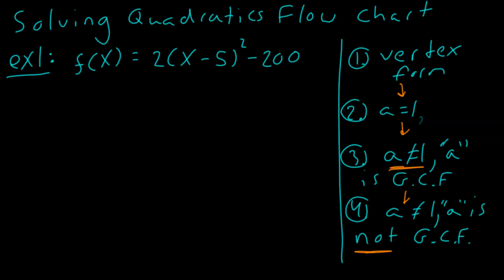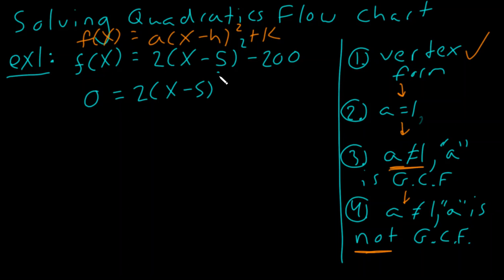F of x equals 2 parentheses x minus 5 close parentheses squared minus 200. And y'all are going to notice something. This is actually in the form of f of x is equal to a parentheses x minus h squared plus k. So this is in fact in vertex form. Alright, so what do we do? Well, we know that for every quadratic, we always set f of x equals 0, and from here, we are just going to solve for x. So whenever it's in vertex form, we're simply going to solve.